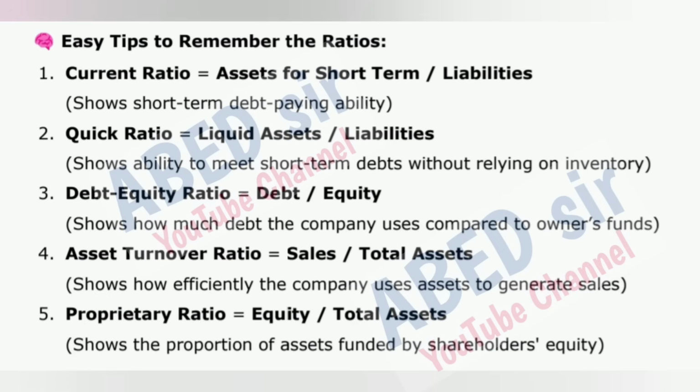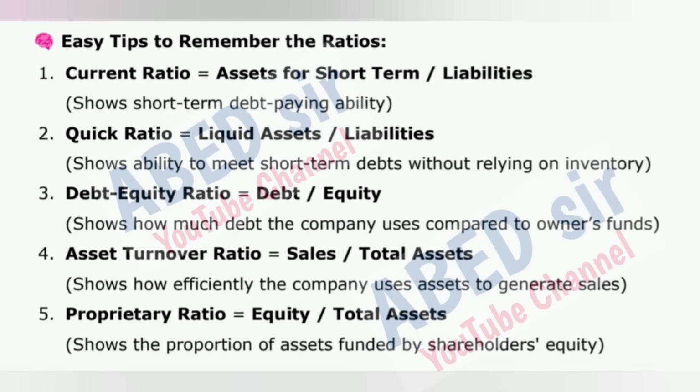Easy tips to remember the ratios. 1. Current ratio is equal to assets for short-term liabilities. Shows short-term debt-paying ability. 2. Quick ratio is equal to liquid assets for liabilities. Shows ability to meet short-term debts without relying on inventory.